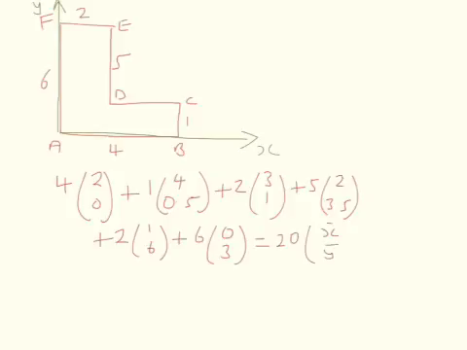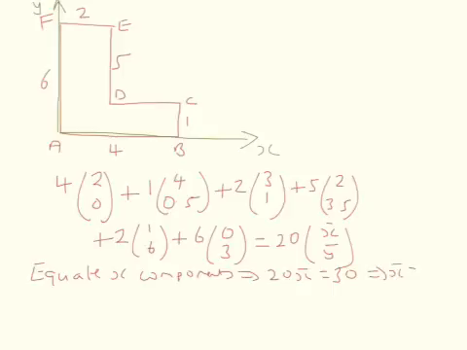x bar, y bar. So if we equate the x components, we get 20 x bar is 8, 4 times 2 is 8, and 4 is 12, and 6 is 18, and 10 is 28, and 2 is 30, so that equals 30, so therefore x bar is at 1.5.